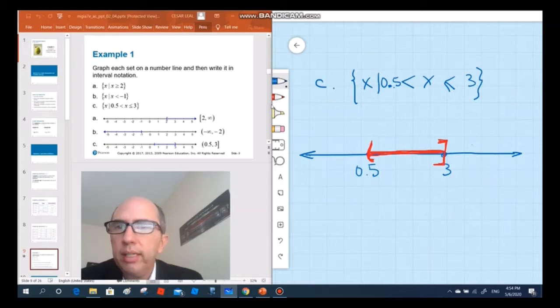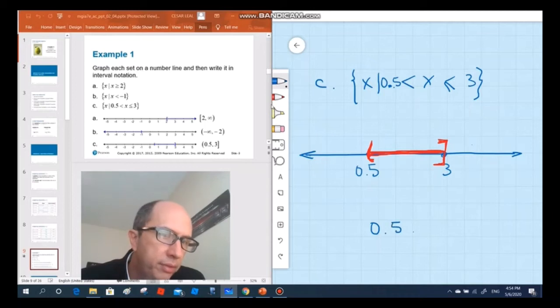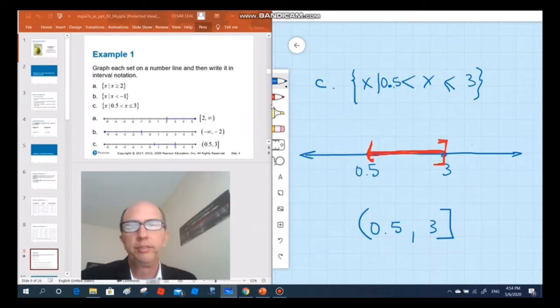And the next one, the interval notation. So 0.5 and 3. 0.5 is not included, 3 is included. This is the interval notation.